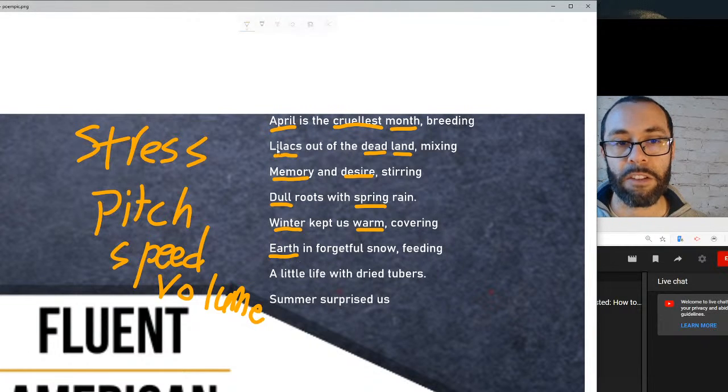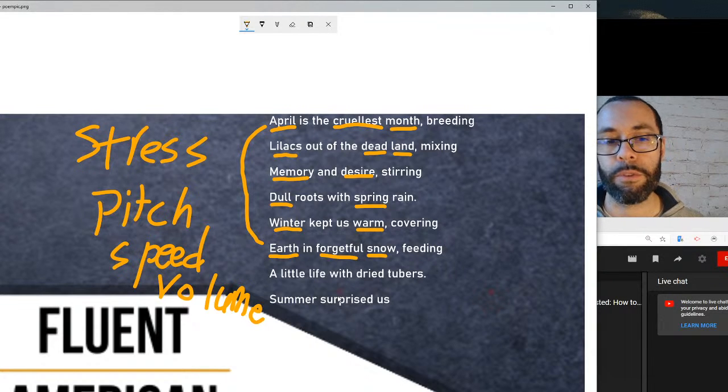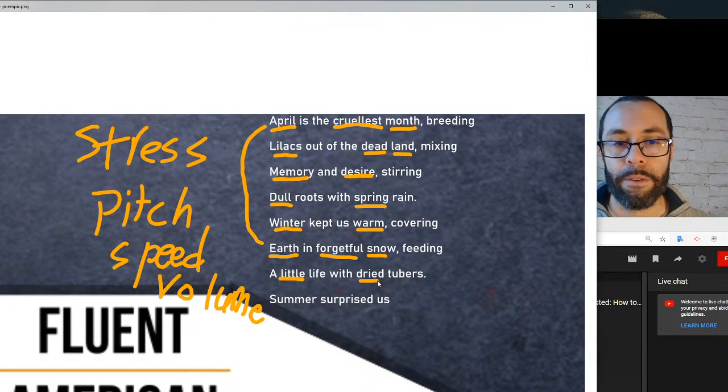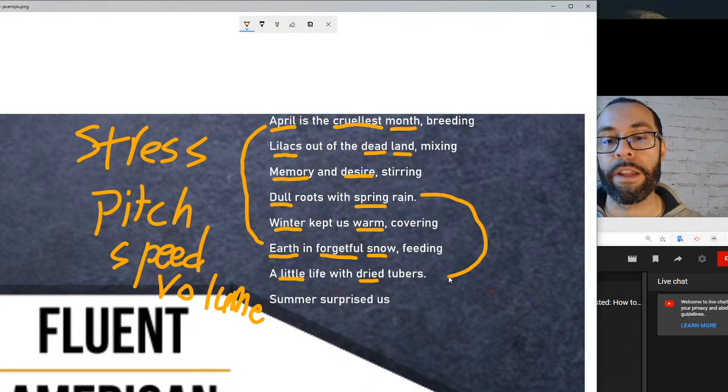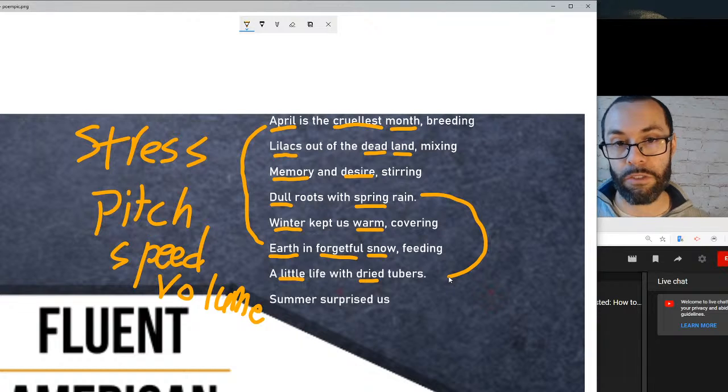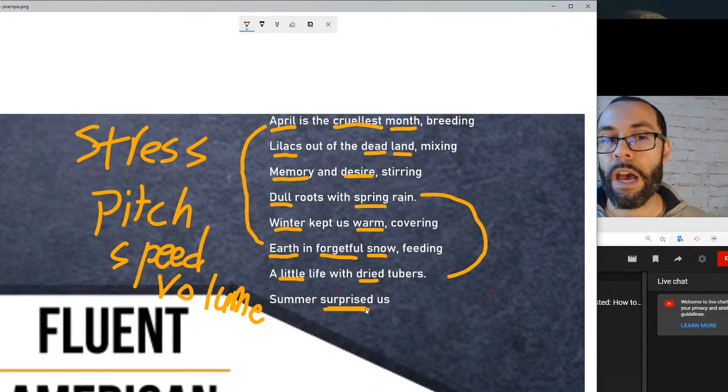And this goes back to what we had originally, with the one stress, pause, and then two stresses. Feeding a little life with dried tubers. Again, I might stress little and dried, which goes back to the dull roots and spring rain. There are lots of repetitions of patterns here, and with the right stress, you can really make them stand out. And then, summer surprised us. To even give a little bit of surprise, what you can do is give the stress there. These are the words that I personally would stress. Again, this is subjective. There are other words you could stress.